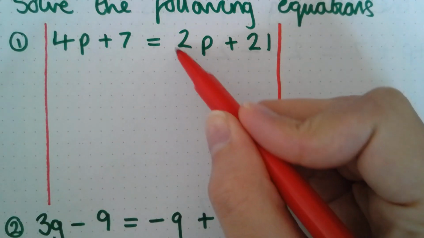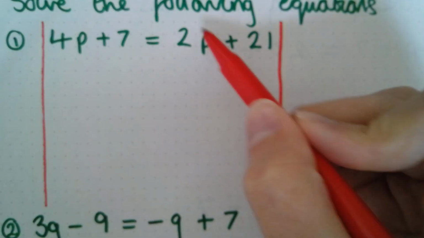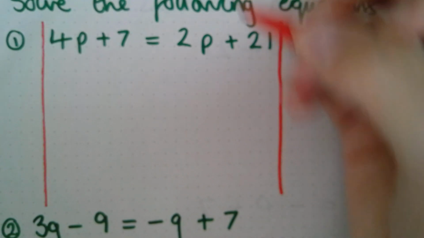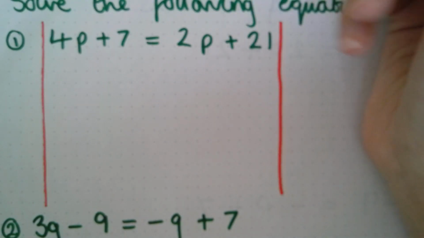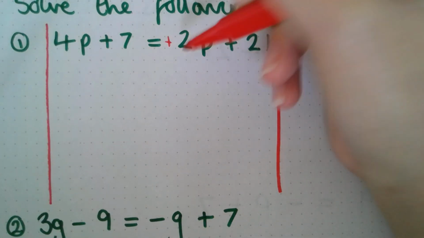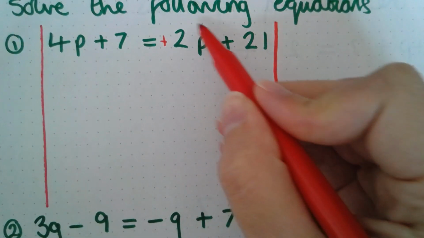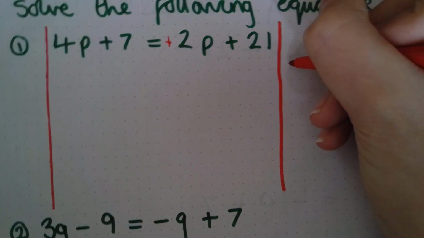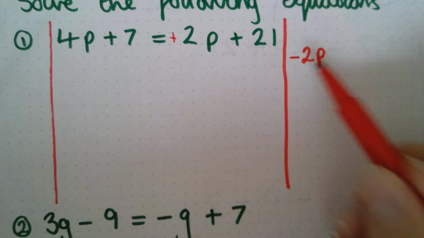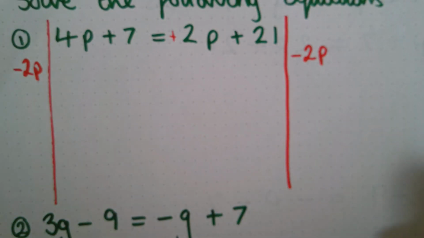So we've got 2 p's and 4 p's. This one has less p's, so I'm going to move these p's to the other side. This 2 doesn't have anything written before it, so we know it's a positive 2p. When something hasn't got anything written before it, we know it's positive. So the opposite of plus 2p is take 2p. I'm going to take 2p from that side, but whatever I do to one side, I have to do to the other side. So I'm going to take 2p from there as well.